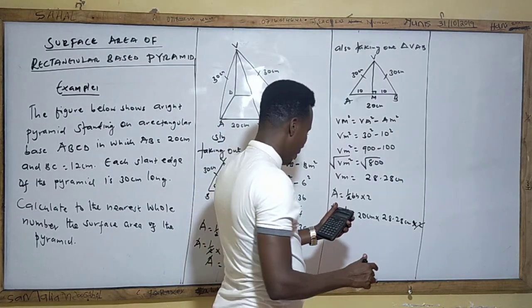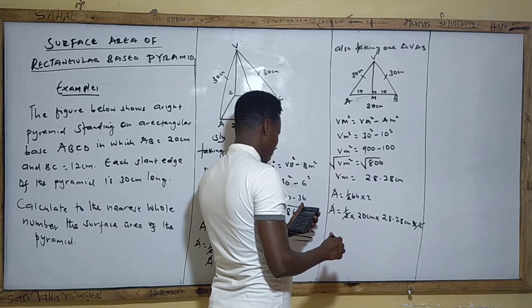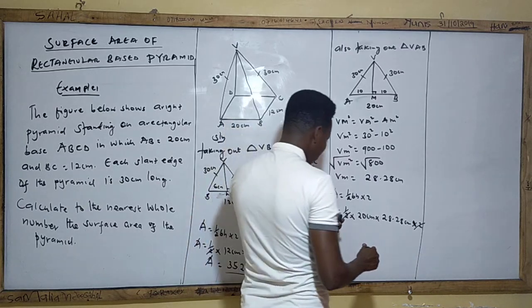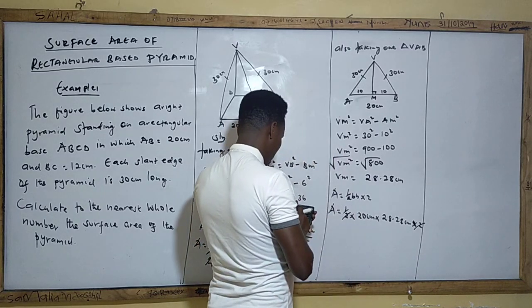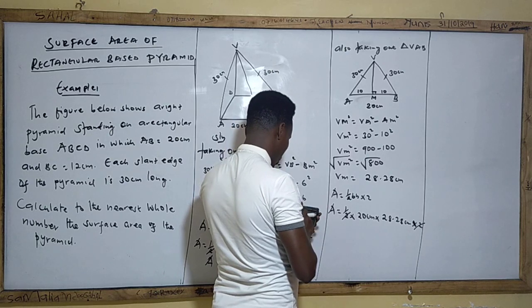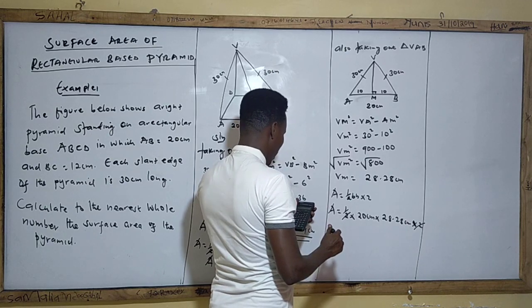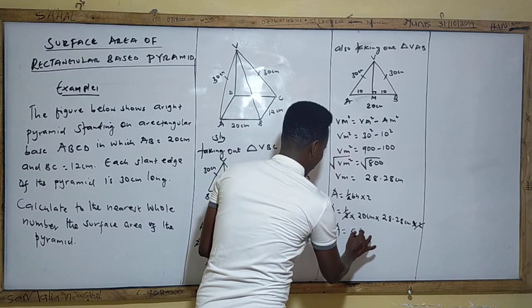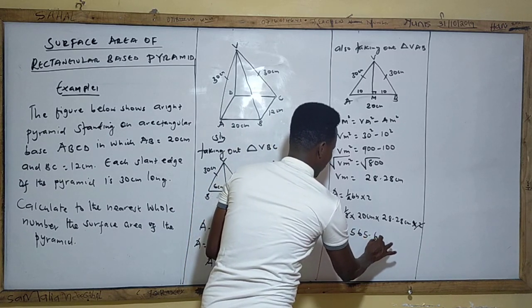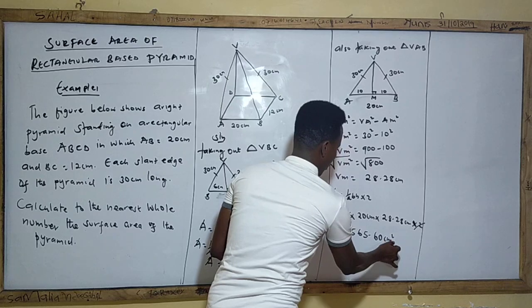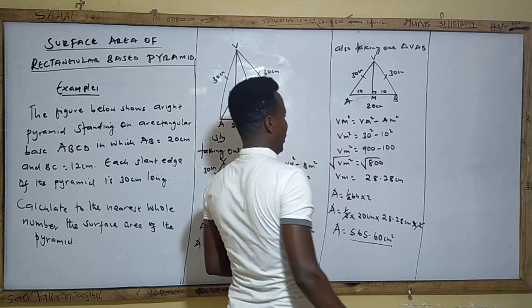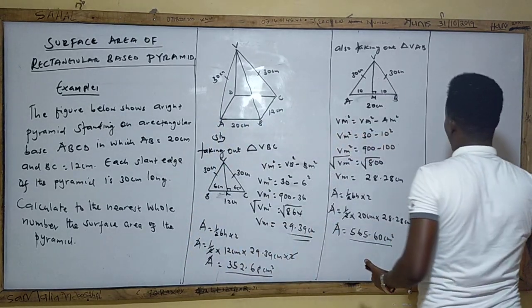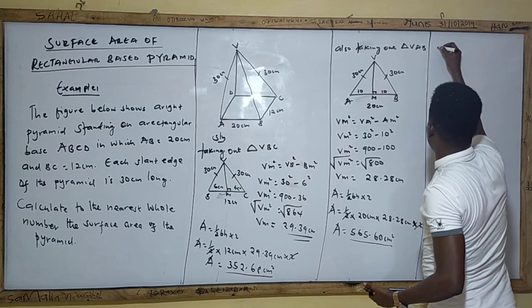So this will give me 565.6. 28.28 times 20, so that is 565.60. Area is equal to 565.60 centimeter square.